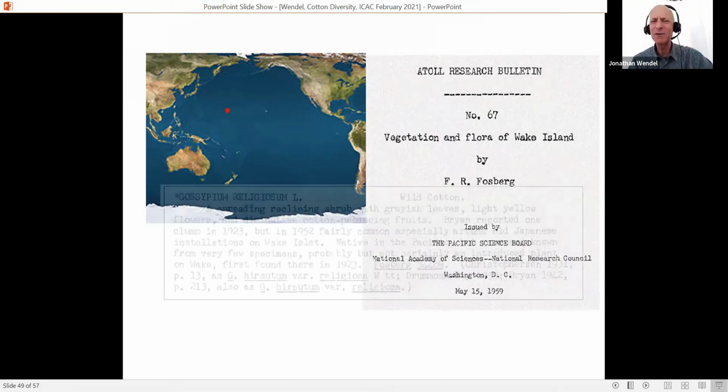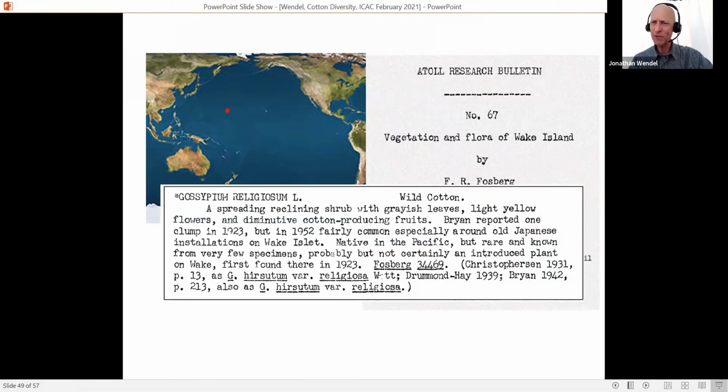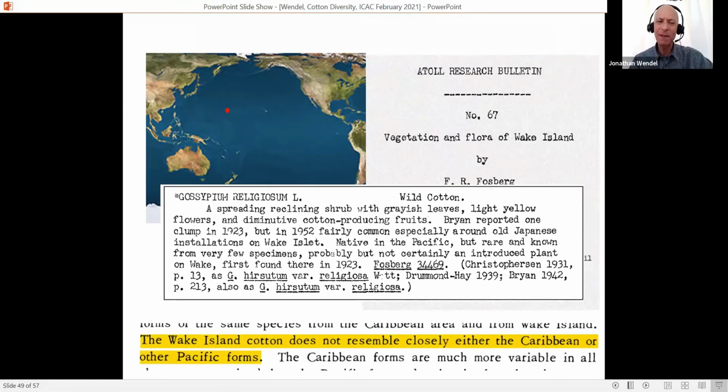And he did that, and he described Gossypium religiosum, which is one of the many, many taxonomic synonyms of Gossypium hirsutum. But he said in that paper, the Wake Island cotton does not closely resemble either the Caribbean or other Pacific forms. So I thought, well, that's curious. Maybe I should look at it.